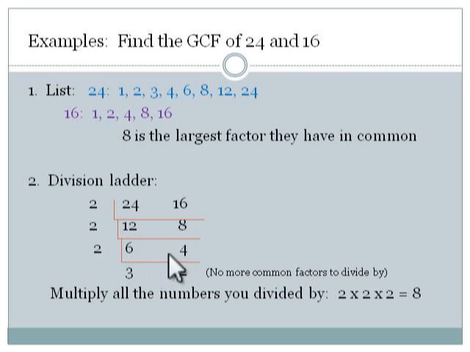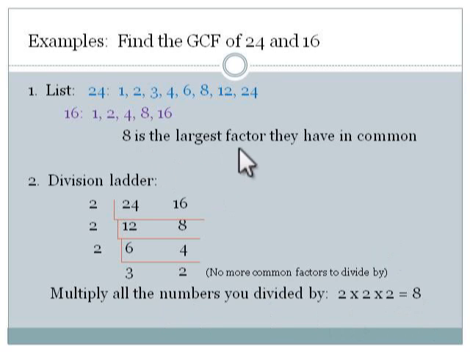I can do it again. Divide by 2. 2 into 6 is 3. 2 into 4 is 2. Now they have no more common factors that they can be divided by. So what you do is you come out here to the numbers you've divided by, 2, 2, and 2, and you multiply those together. So you get 8. So see, we got the same number doing it that way.